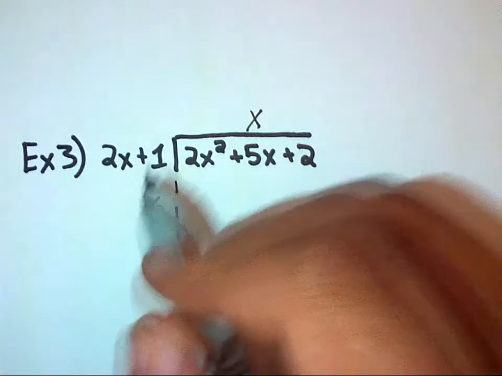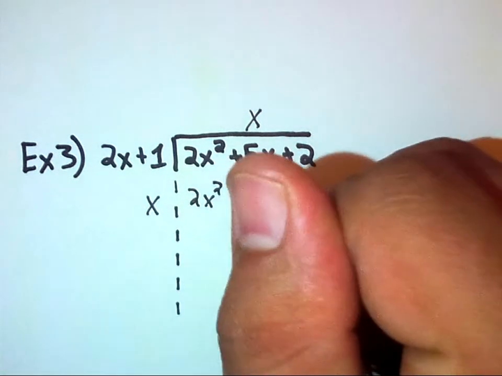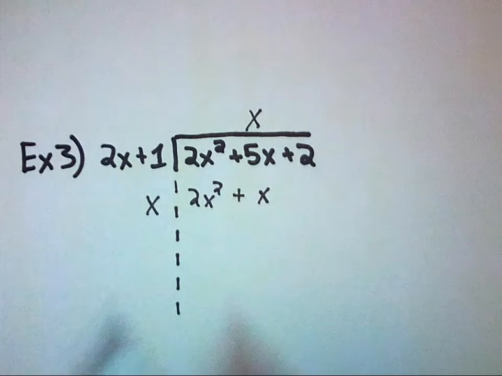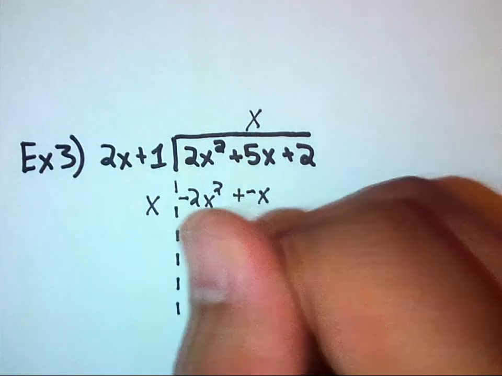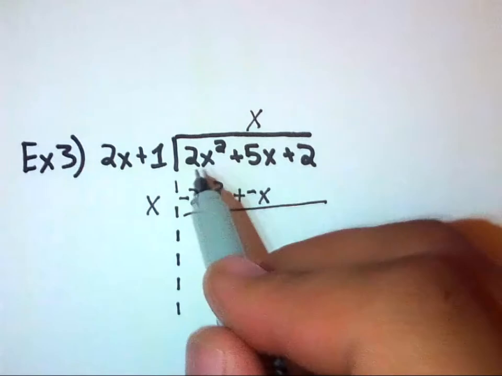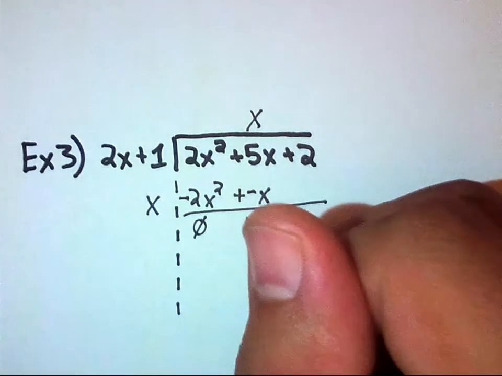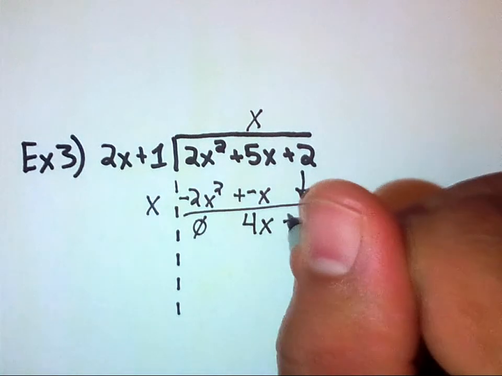Now, 2x times x is 2x squared. And 1 times x is x. But this is subtraction. So this is really minus 2x plus negative x. When I clean that up, I'm going to get 0 over here. 5x plus a negative x is 4x. And I'm going to bring down a 2.